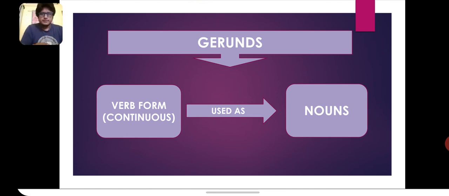The continuous means present participle form. That is -ing at the end. So the moment you hear present participle, you should understand that we have to add -ing to any verb. That's a basic rule. All right. And if I use it as a noun, how do we use it? The position decides what exactly a word will function as. Right.